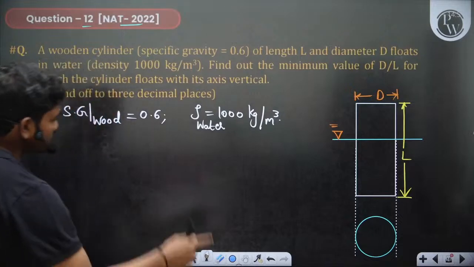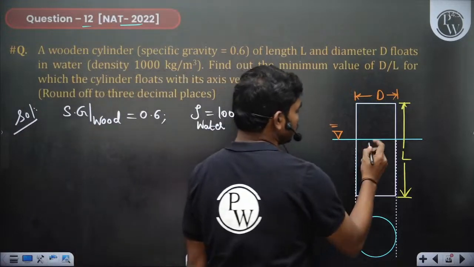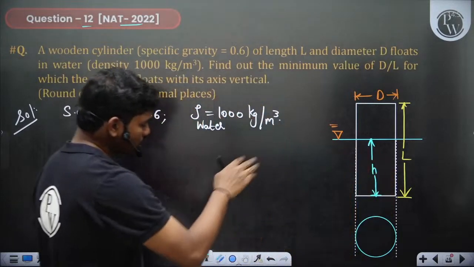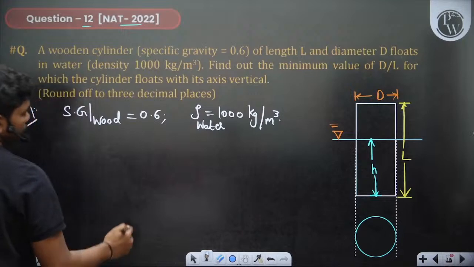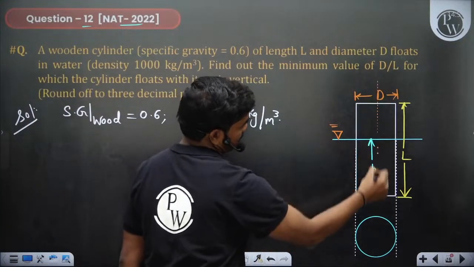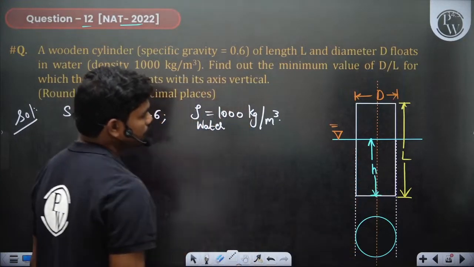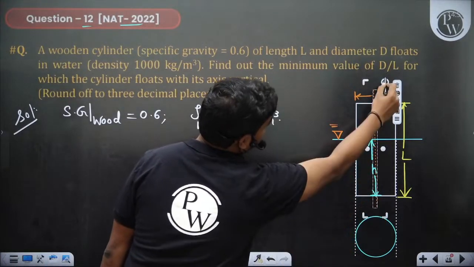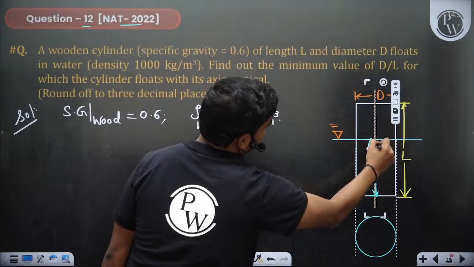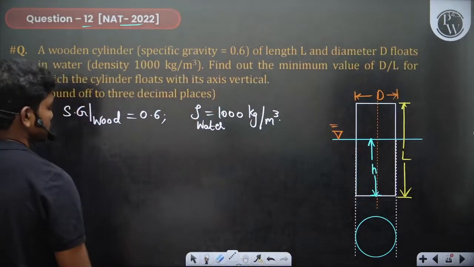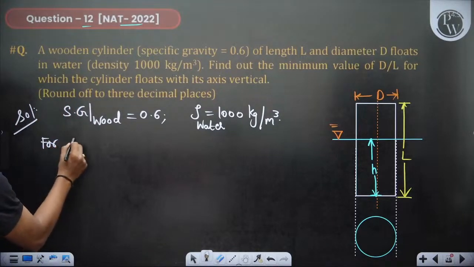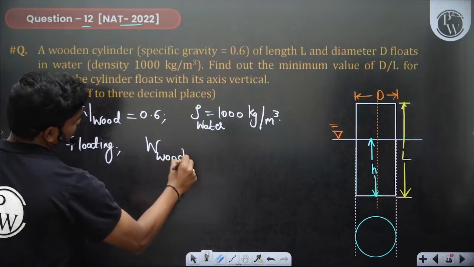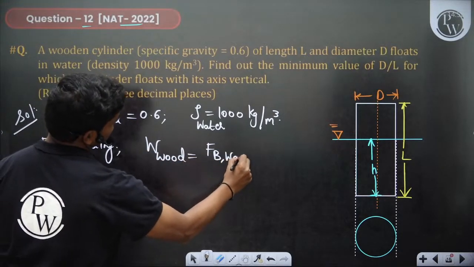Let's see. First of all, for the cylinder to float, let's say the submerged depth is small h. Under this condition, this cylinder is floating with its axis vertical, something like this. So that's the axis. For floating, initially, the weight of wood should be balanced by the buoyancy force due to water, correct?